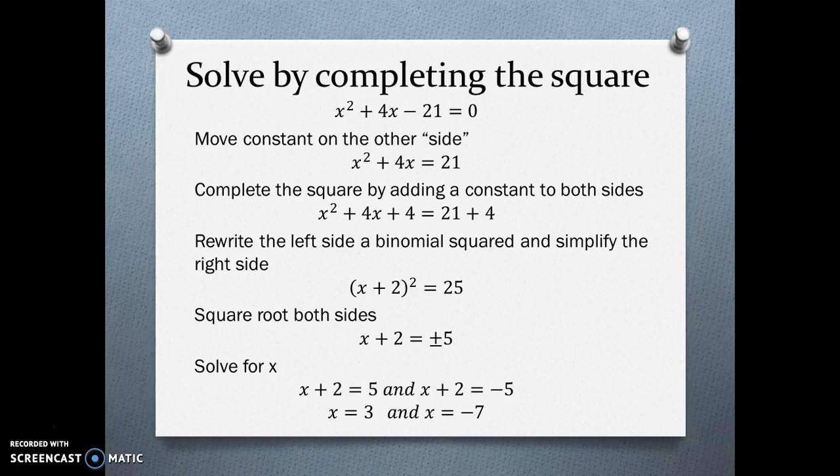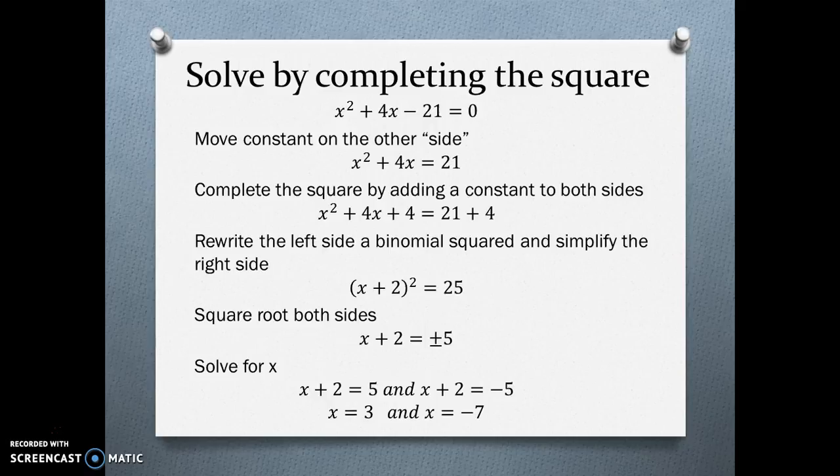Whoa, let me go back. So we're going to start with x squared plus 4x minus 21 is equal to 0, and our first step is to move the constant to the other side. So I'm going to add 21 to both sides. The next thing I have to do is complete the square by adding a constant to both sides.